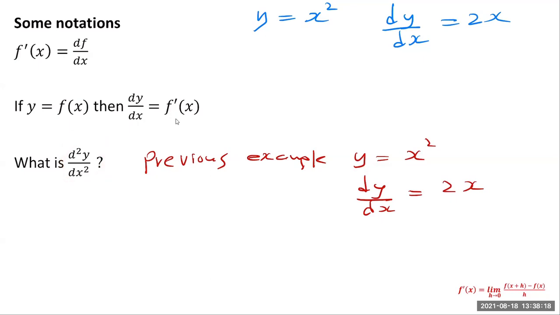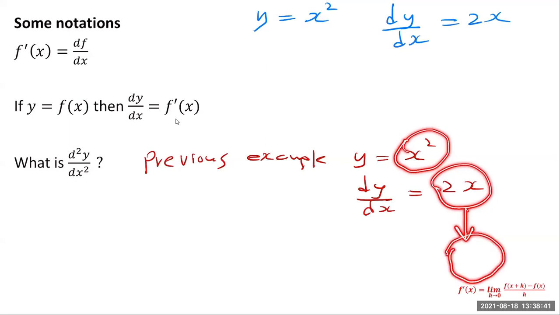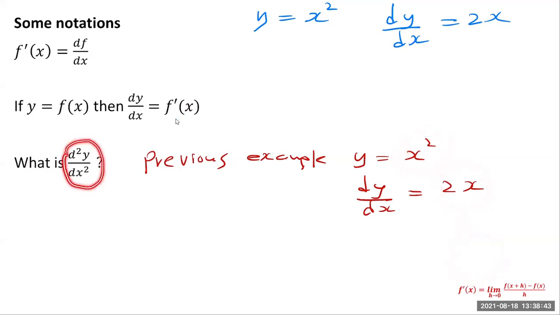Well, that is very simple. This is the first derivative of the original function given to you. D squared y over dx squared is the second derivative. What you do is, you take the derivative of this function one more time. You took the derivative of the original function to get this one. Now you take the derivative of this one more time to get the second derivative. This is called the second derivative of the given function y is equal to x squared.